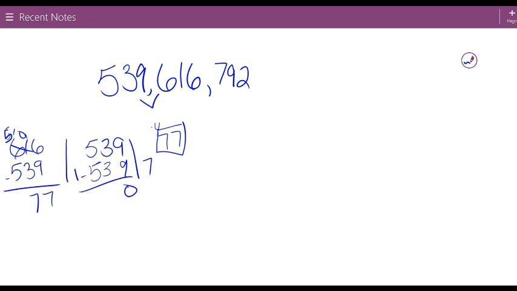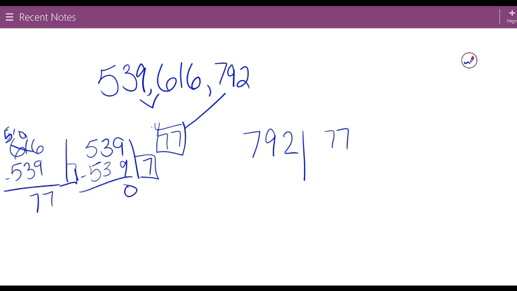So now we're going to use the 77 with that 792, just to make sure we're using all our numbers. Now again, it doesn't matter which combination you start with. You could have started with 539 and 792 or 616 and 792. It really doesn't matter. Just have to make sure you get them all in there.